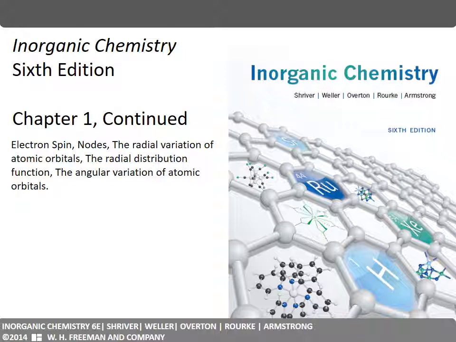We have begun the lecture with introduction of atomic structures. We went over some of the principles of quantum mechanics, and we have introduced the concept of atomic shells, subshells, and orbitals. Today, we will pick up by introducing other quantum values such as electron spins, nodes, radial variations of atomic orbitals, radial distribution functions, and so on.